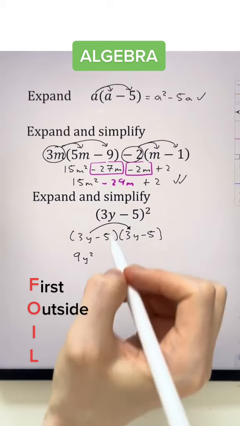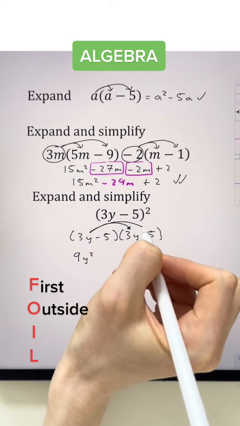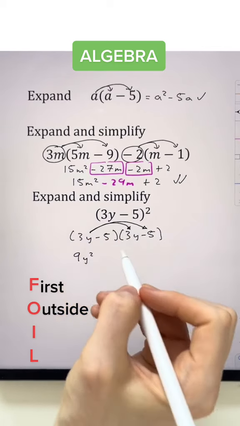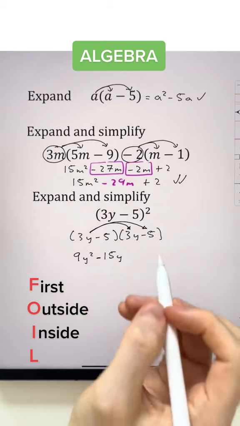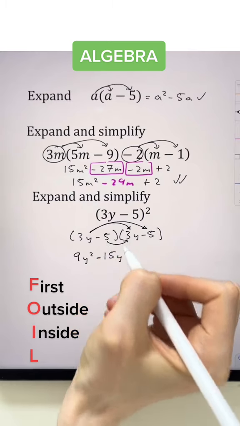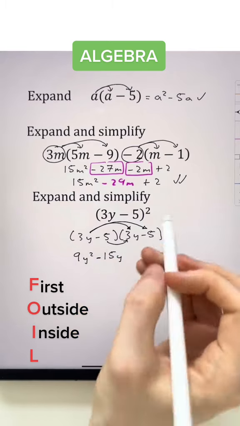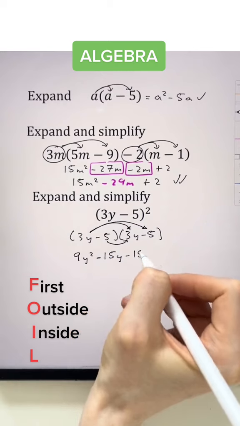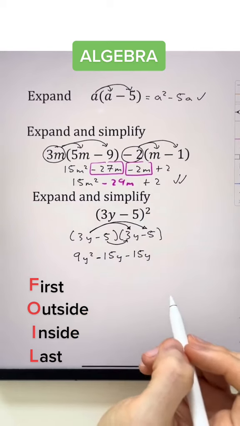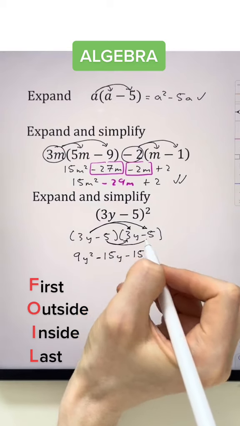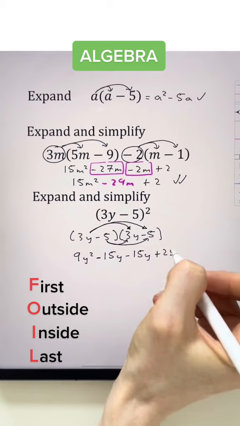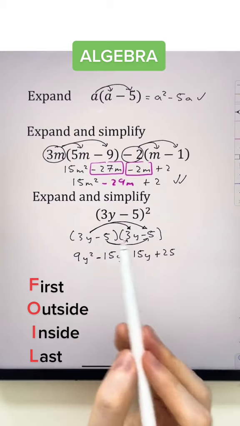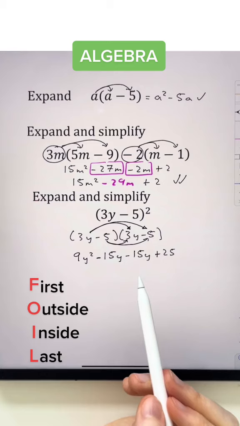O stands for outside. We multiply the outside term in each bracket together. Here, 3y times negative 5 will give us negative 15y. I stands for inside. We multiply our 2 inside terms together. Negative 5 times 3y will give us negative 15y. And L stands for last. We multiply the last term in each bracket together. Here, negative 5 times negative 5 will give us positive 25. Again, a reminder, a negative times negative will always give us a positive outcome.